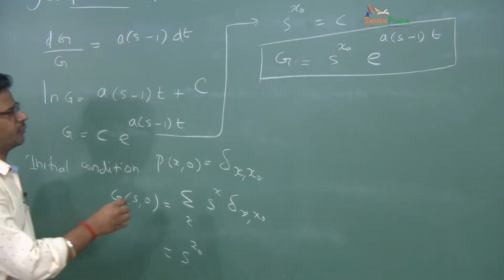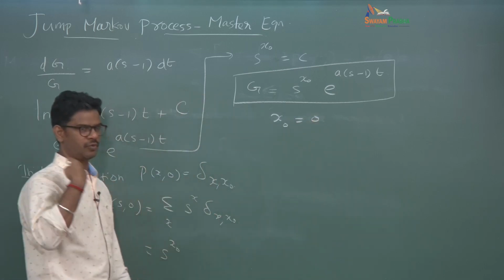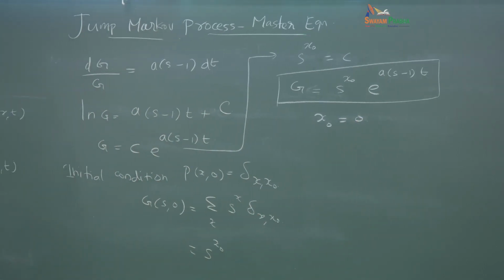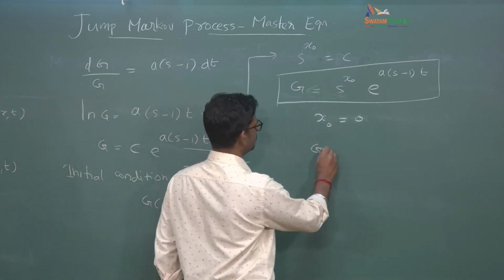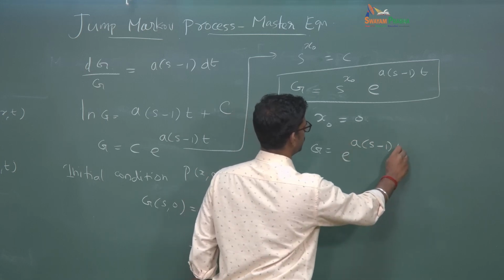Generally in this kind of problem, we can take x naught as 0, that is the origin, as if the motor protein starts from the origin itself and then moves forward. So then this simply becomes e power a(s minus 1)t.